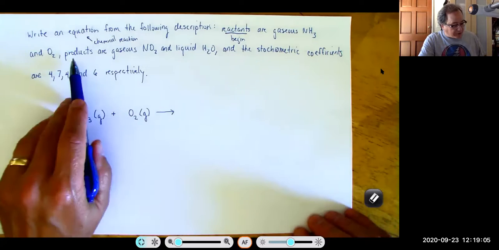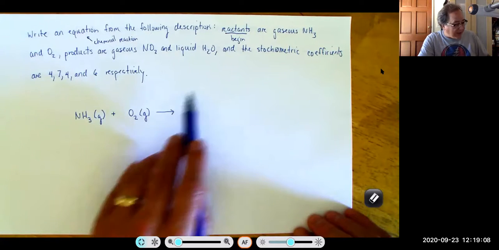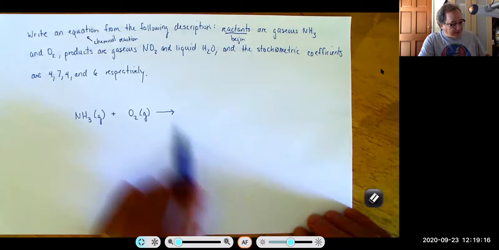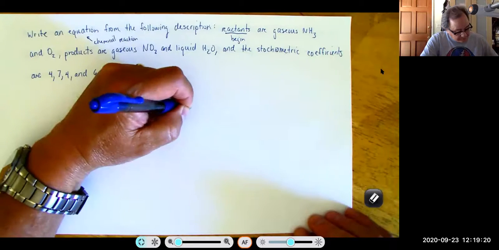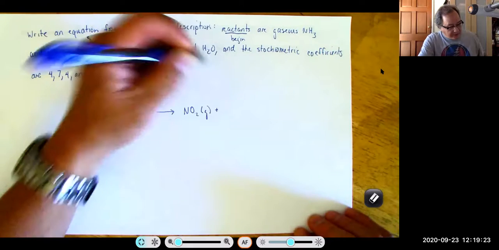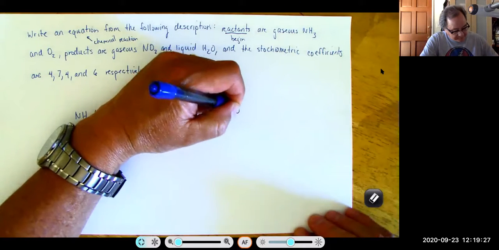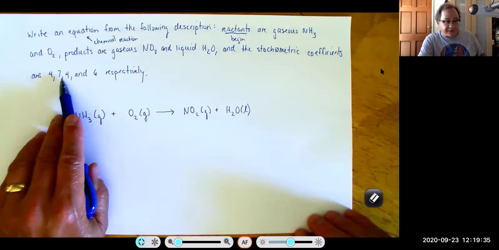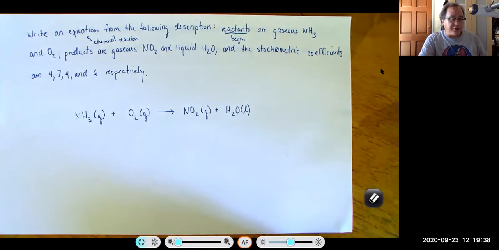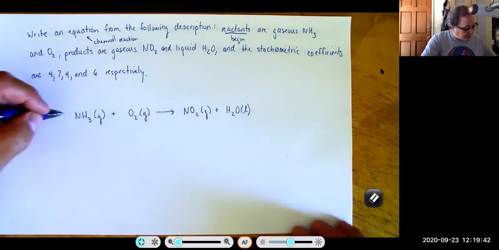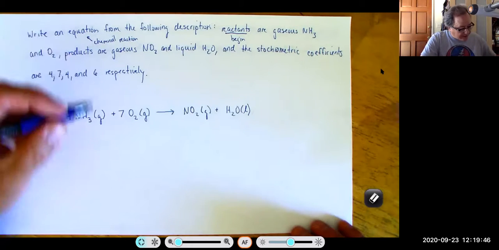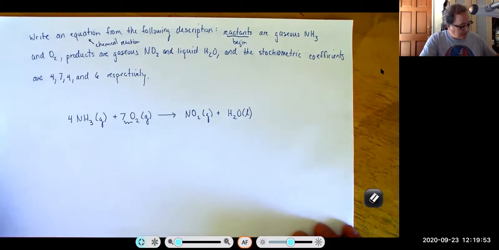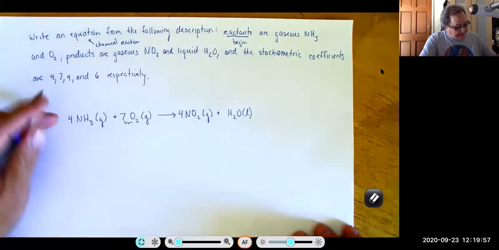Okay, now when they say products, what you want to do is delineate between reactants and products with this arrow. And the arrow points away from the reactants and towards the products. So we have gaseous NO2 and liquid H2O. And then they tell us the stoichiometric coefficients are 4, 7, 4, and 6 respectively. What does that mean? Well, the stoichiometric coefficient goes in front of the substance. So we would have 4 here, 7 here. You'll notice I leave a respectable amount of space there because if I don't, it's going to look like 70. We're going to put a 4 here and a 6 here.